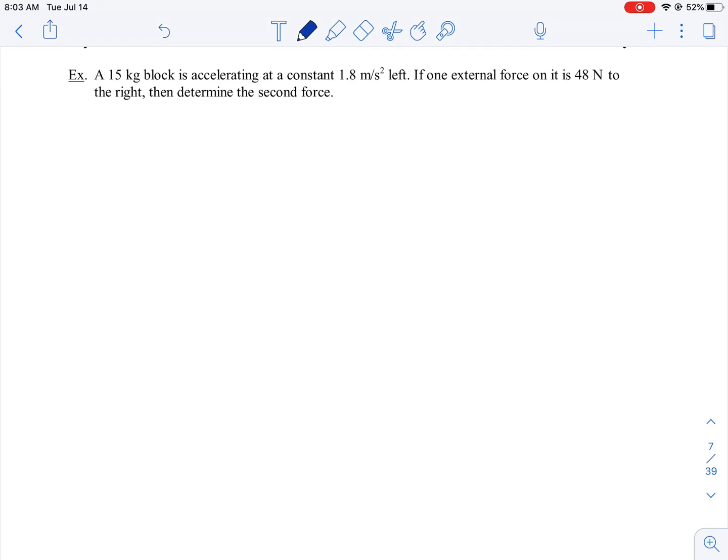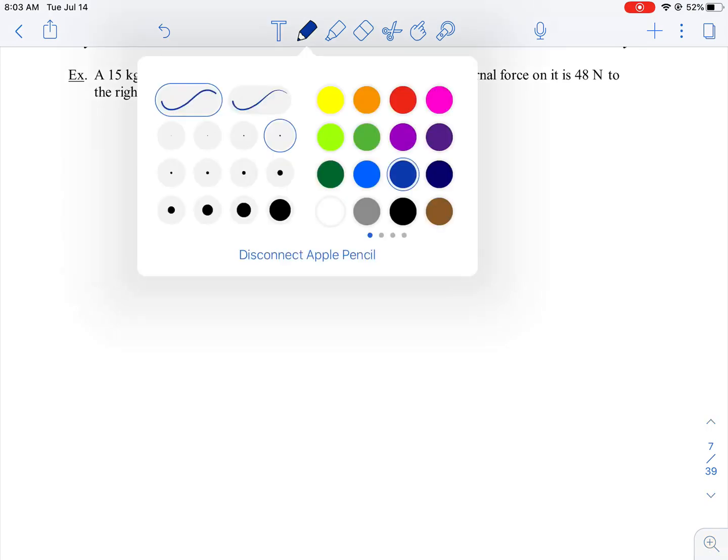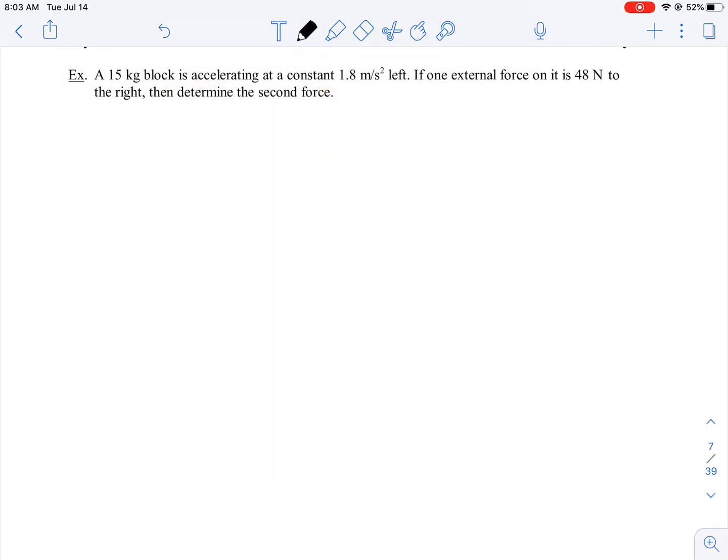Okay, so when you're doing a force question, first thing you want to do is to draw a force diagram. So let's draw the block. And remember, you draw just the block. And if you want to put the mass inside, knock yourself out.